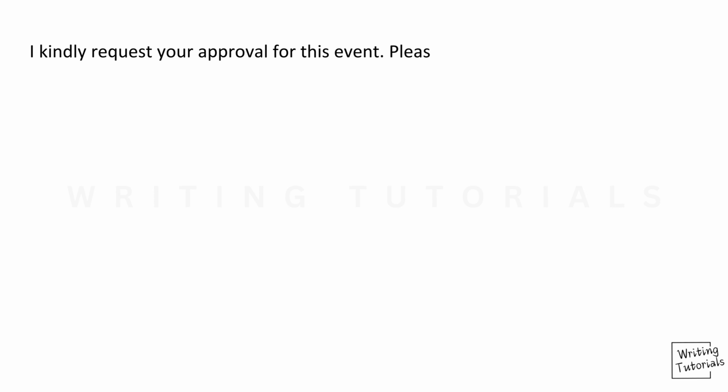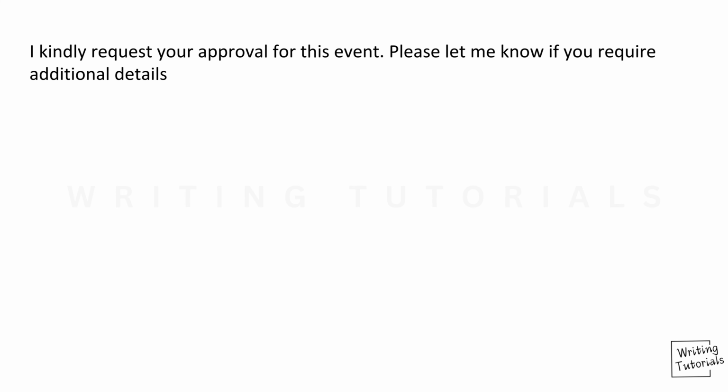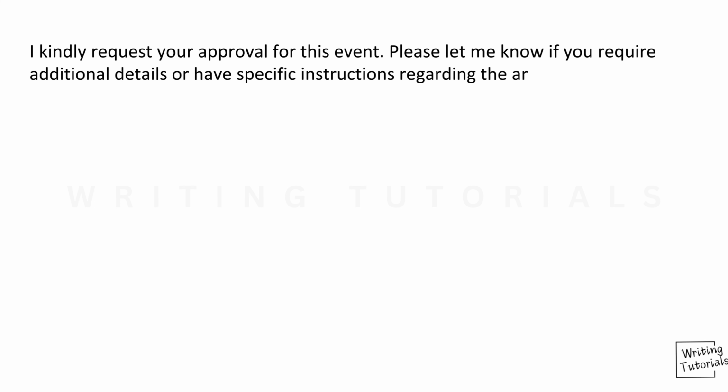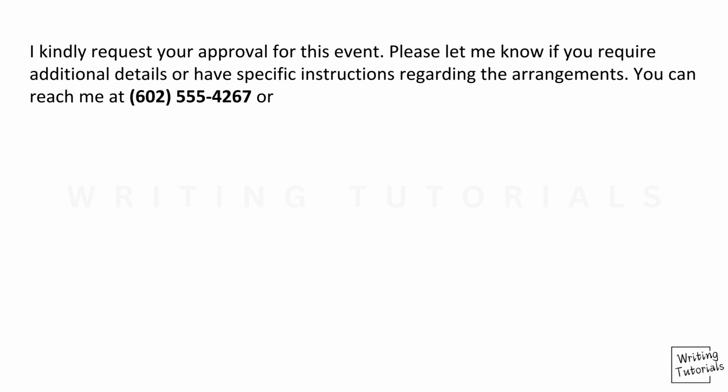Step 9. Request for approval. The next section explicitly asks for permission. I kindly request your approval for this event. Please let me know if you require additional details or have specific instructions regarding the arrangements. It's always good to be direct but polite when asking for approval. Offering to provide additional details shows that you're open to feedback and willing to collaborate on the planning.